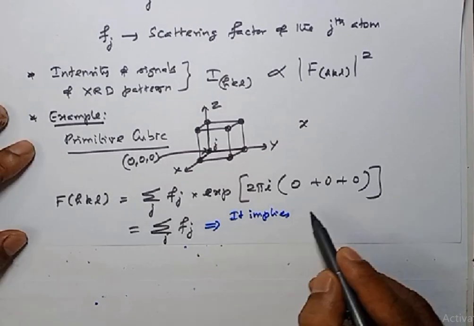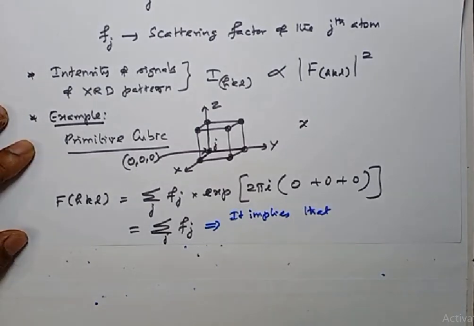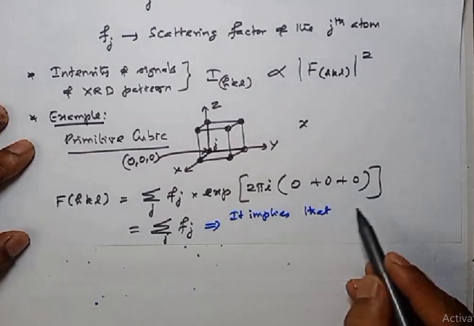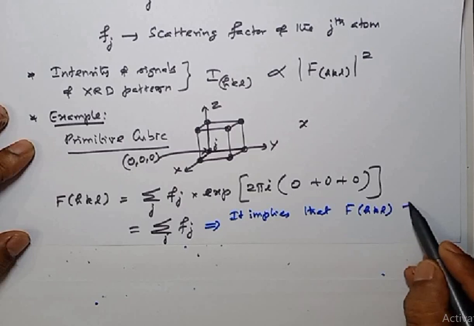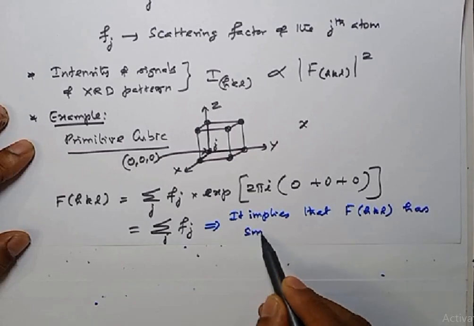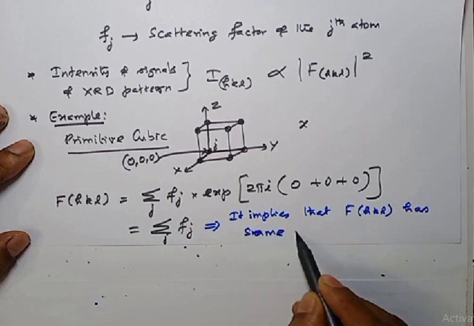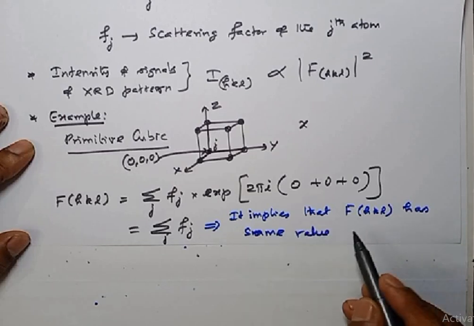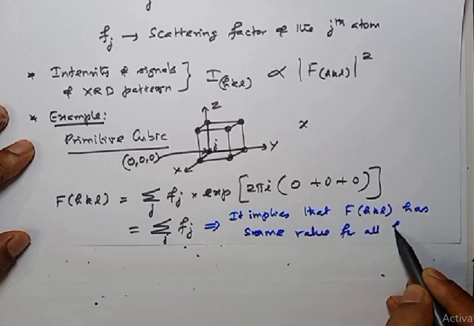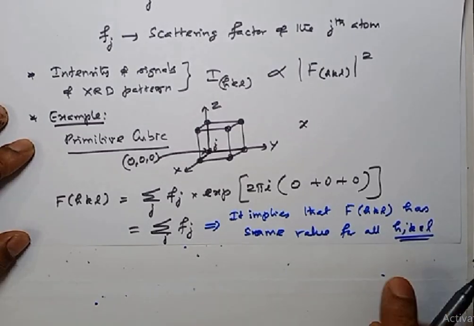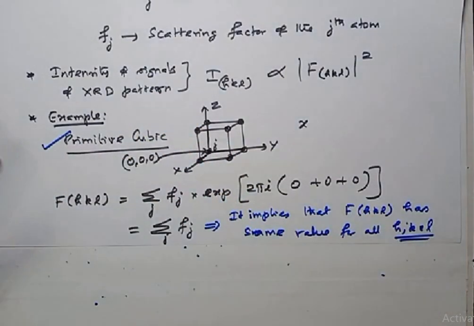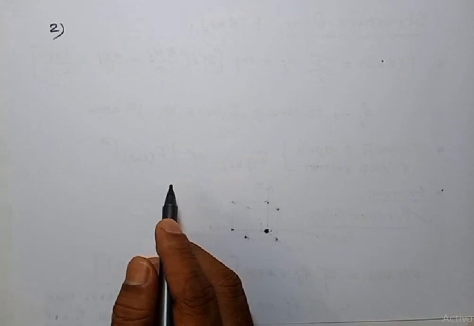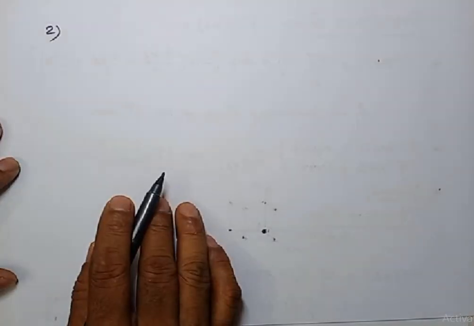It implies that the structure factor F HKL has the same value for all H, K and L. Take down. For all HKL, the structure factor is the same in the case of primitive cubic crystals. Okay, take down. Now we'll find out the structure factor for body centered cubic crystal.